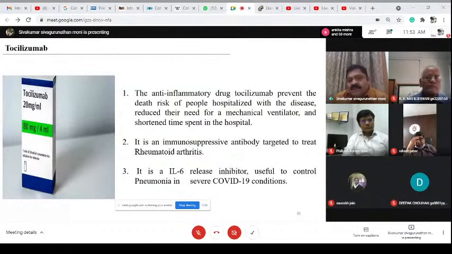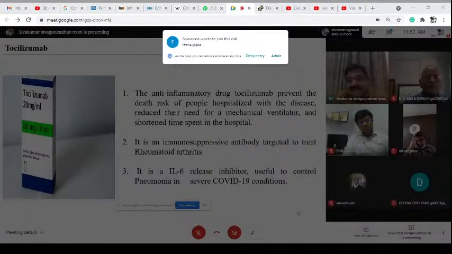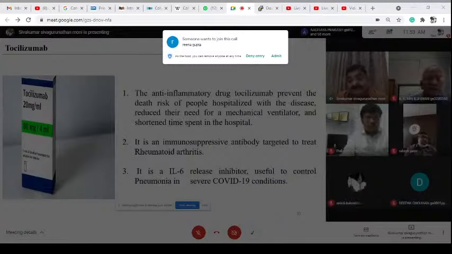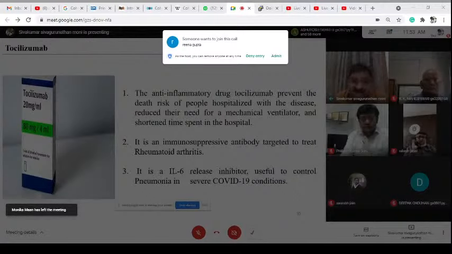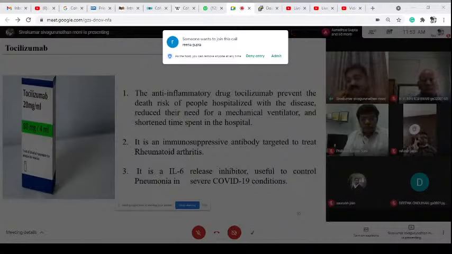Tocilizumab, there are various monoclonal antibodies that have been developed. Tocilizumab is an anti-inflammatory drug, you can say, and it is very useful. It got US FDA approval for rheumatoid arthritis treatment, and now they are trying it for SARS-CoV-2 virus infection. Those in the terminal stage, that is, those on mechanical ventilators and seriously hospitalized, this MAB is given to the patient. What is the action here? It can suppress the release of interleukin-6, so it directly acts as an IL-6 inhibitor and is used to control the pneumonia in severe COVID-19 conditions.